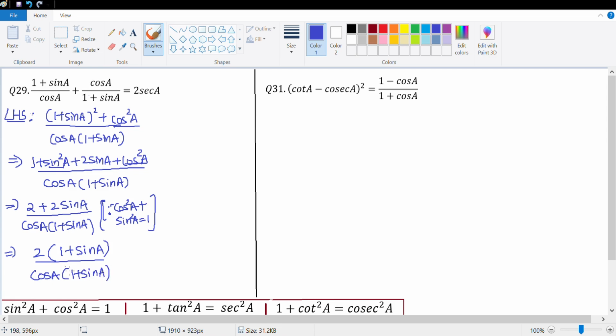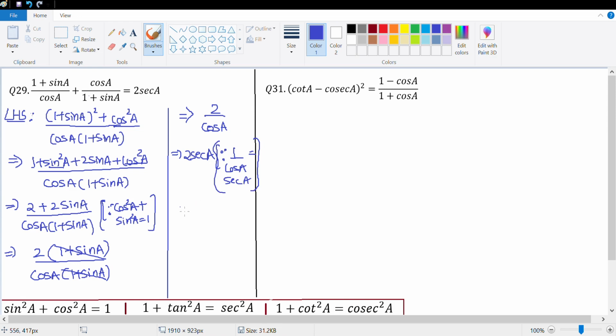Now I notice 1 plus sin A is common on both numerator and denominator. So dividing both numerator and denominator by 1 plus sin A, it gets cancelled. What I am left with is 2 upon cos A, which is nothing but 2 sec A, since 1 upon cos A is equal to sec A. That's my reason. So this is equal to my right hand side. So hence proved. Done.